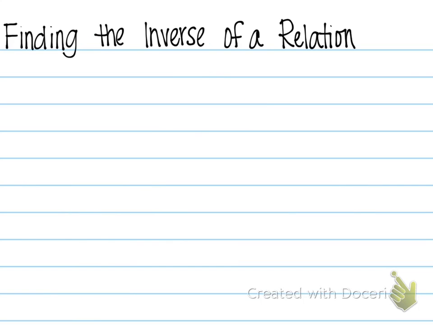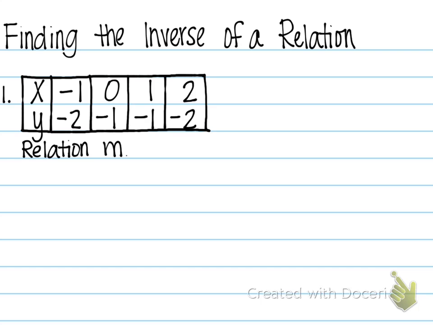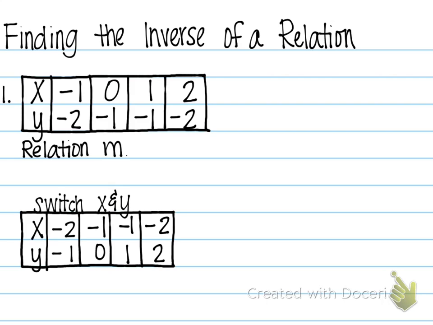Now we're looking at finding the inverse of a relation. So we have the relation m with the x coordinates as negative 1, 0, 1, and 2, and our y's being negative 2, negative 1, negative 1, and negative 2. The same thing that we did with our functions, we have to switch our x's and our y's. So our new table would have our x values as negative 2, negative 1, and negative 2, and our y's would be negative 1, 0, 1, and 2. So that bottom one would be our answer. All we do is flip the x's and the y's.